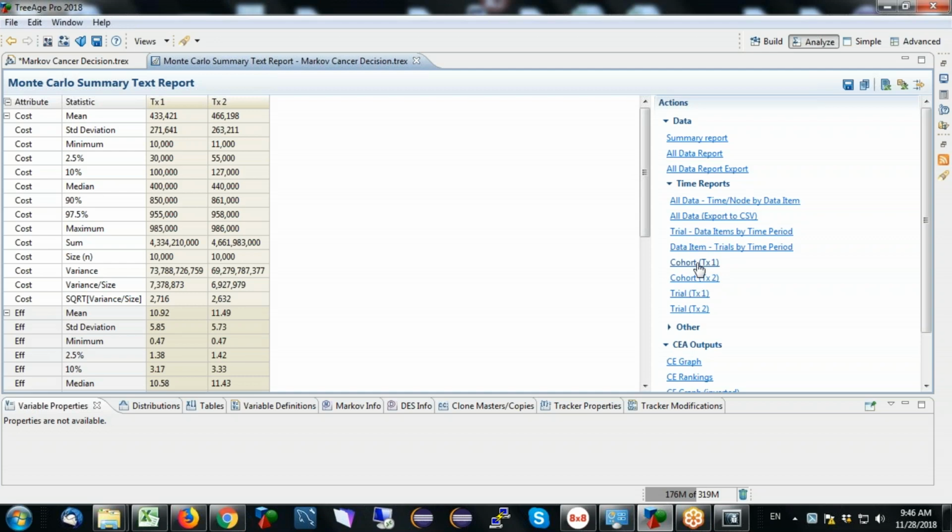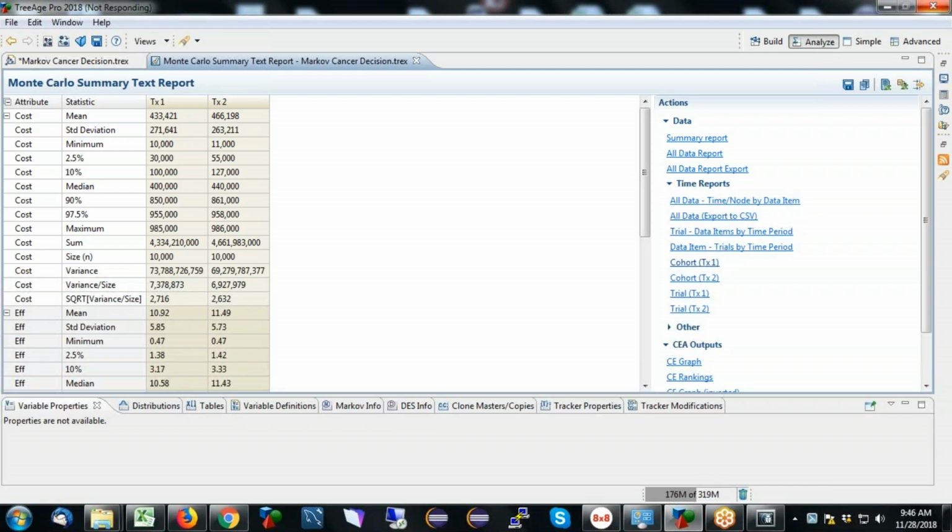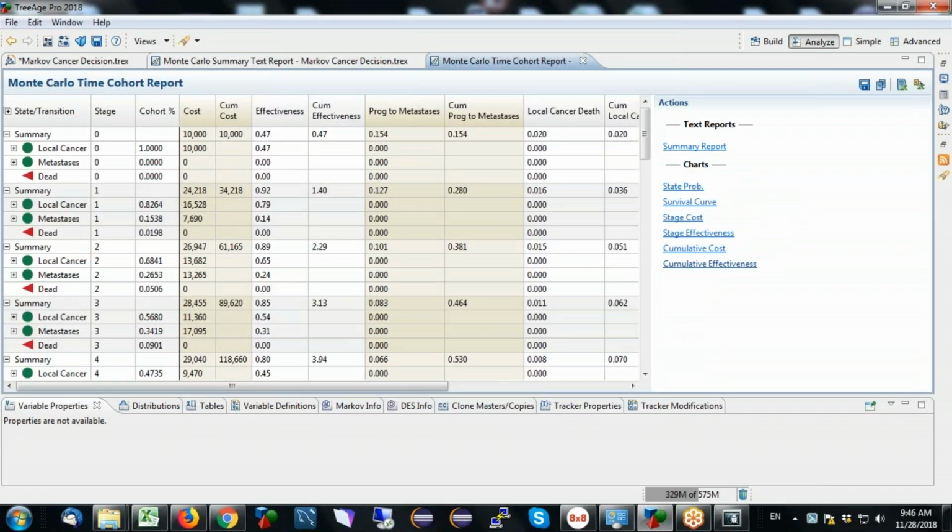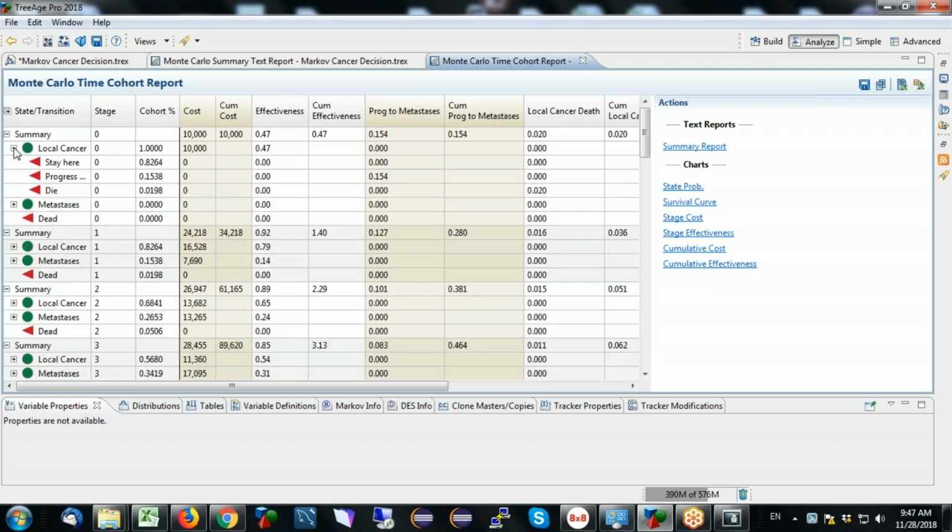It takes a little while to run it. And what it's doing is it's aggregating all of those patient movements into the same kind of structure that we had from a cohort analysis. So sure enough, everyone started in the local cancer state. We know that from the initial probabilities. And now we see approximately, now remember, this is a patient simulation, so there's going to be a little noise.